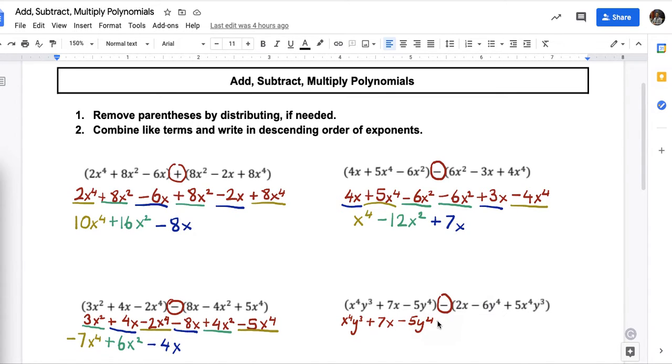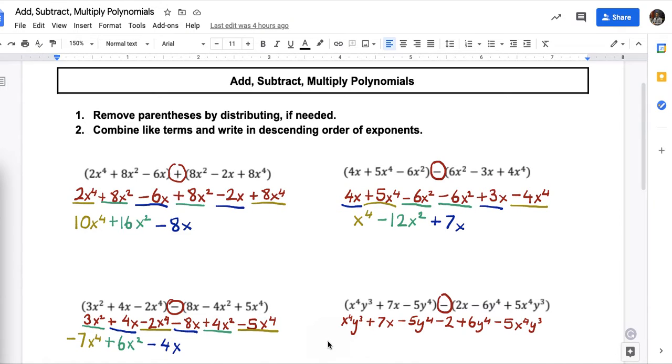Now we subtract 2x. We subtract negative 6y to the 4, that gives us positive 6y to the 4. And we subtract positive 5x to the 4, y to the 3rd. So that's a minus 5x to the 4, y to the 3rd. Okay. Now, we go in alphabetical order.